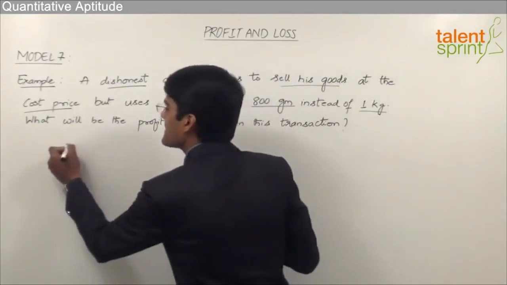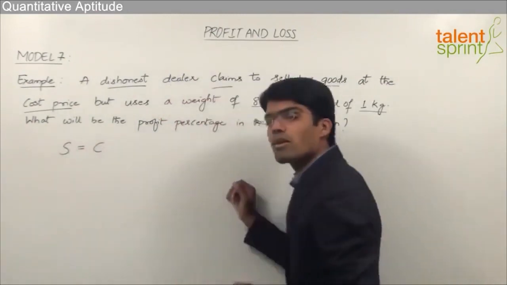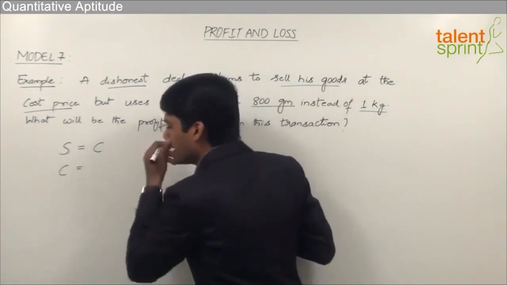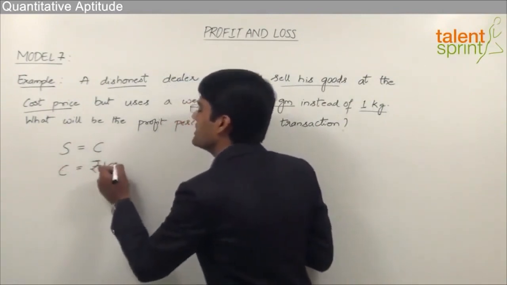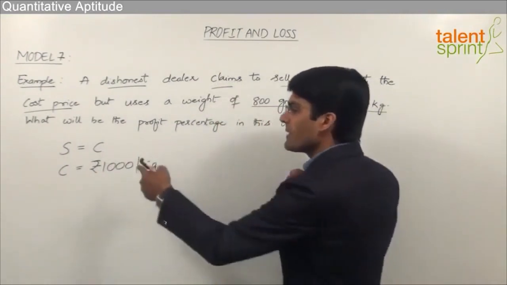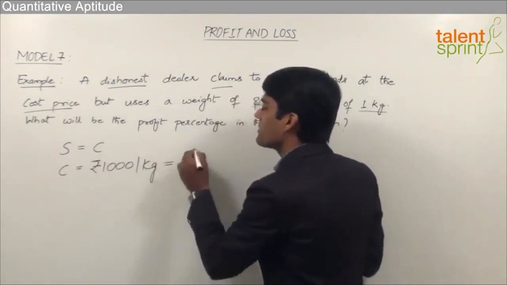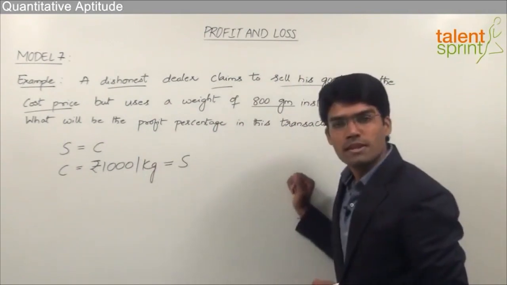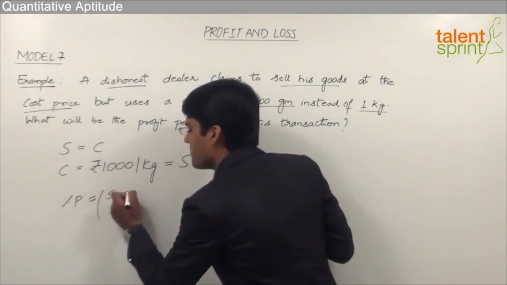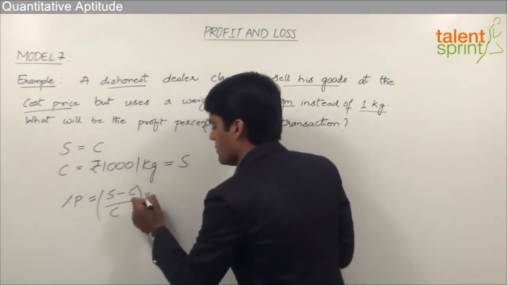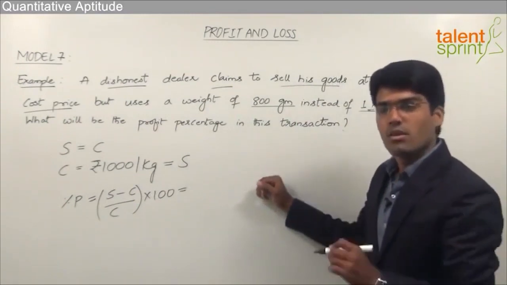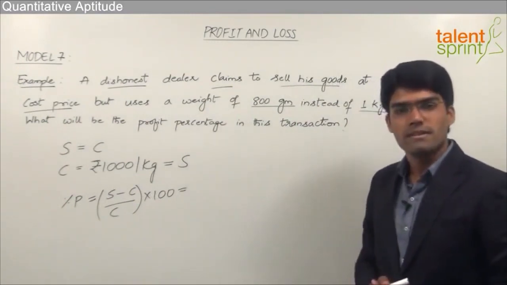As given in the question, selling price is equal to the cost price. Let us assume that the cost price of the item here is 1000 rupees per kg. That means 1000 rupees for 1000 grams. If cost price is 1000 rupees per kg, selling price should also be equal to 1000 rupees per kg. And we know that profit percentage can be taken as (S minus C) by C into 100. So let us try to substitute the probable selling price and the cost price and find out the profit percentage.